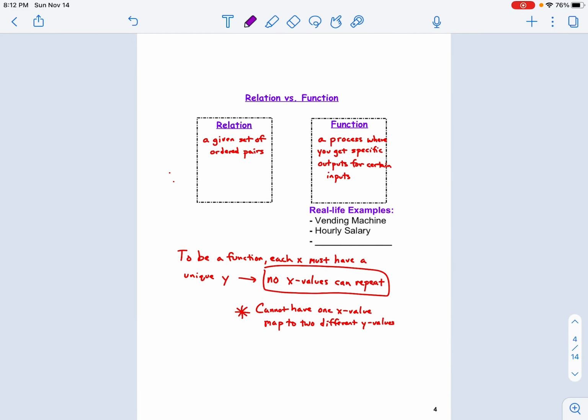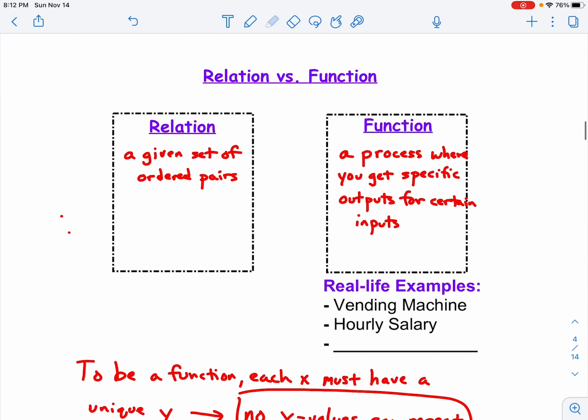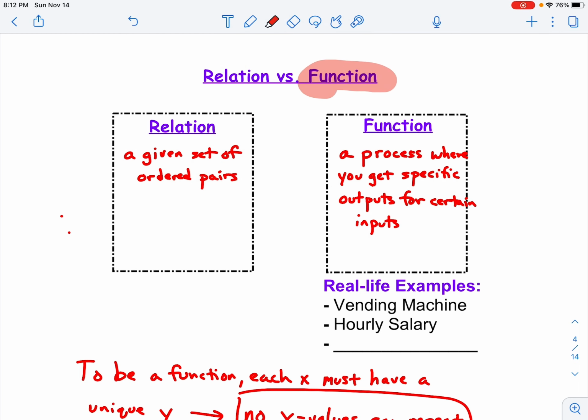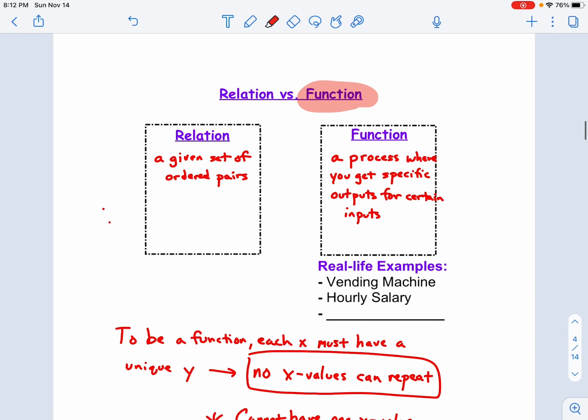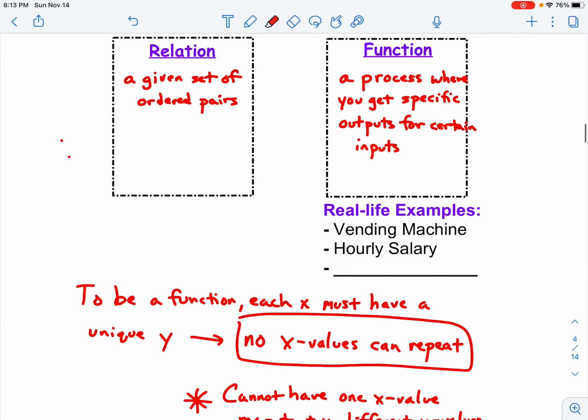Okay, next slide. Very important concept in algebra and in math in general. It's this concept of what's called a function. A function. So a relation is just a bunch of ordered pairs that we have, but a function is when none of the x values in the ordered pairs repeat. No x values can repeat. That is what a function is.